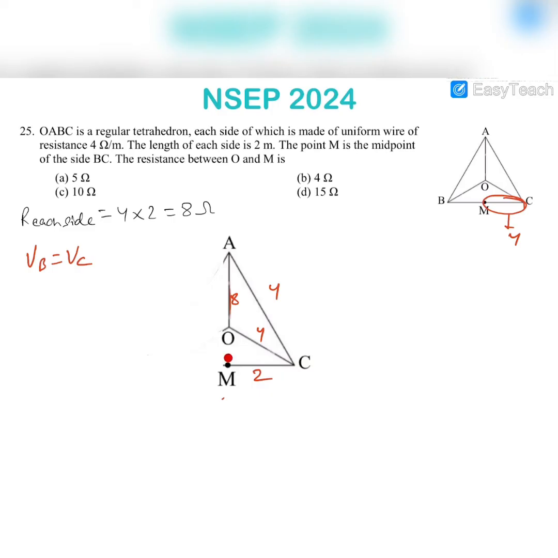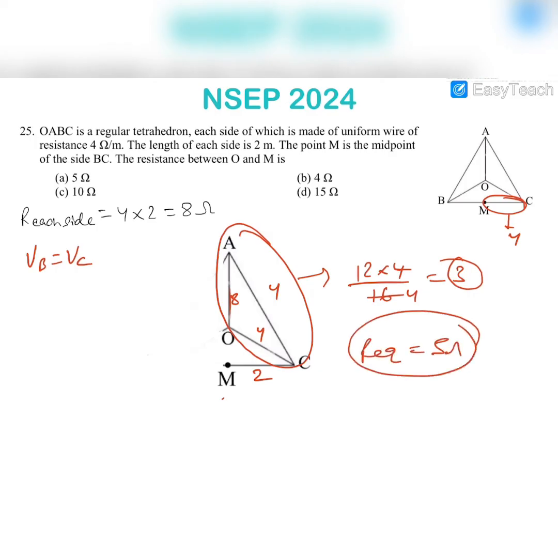Now you can see between M and O, if we have to find out the equivalent resistance, 8 and 4 are in series. So this is 12, and 12 and 4 are in parallel. So this has an equivalent resistance of 12 into 4 upon 16, so this is 3. Okay, and this 2 is in series with this 3. So the total R equivalent will be 5 ohms. So the correct answer is A. Now we move on to the next question.